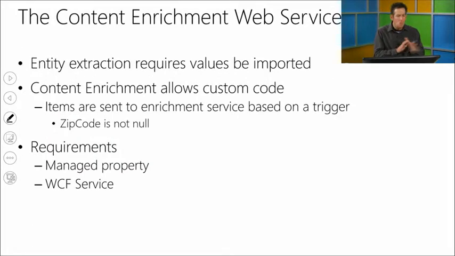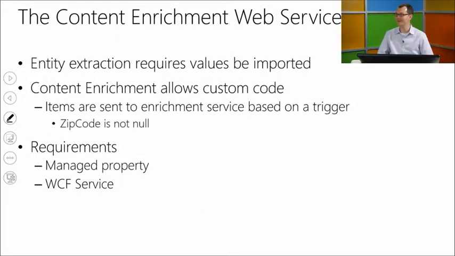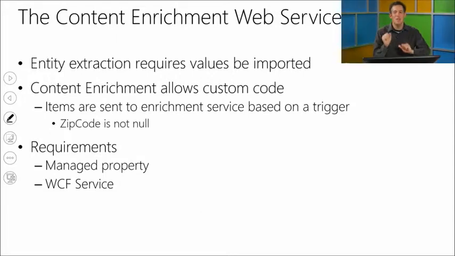Now, we've already introduced Content Enrichment Web Service. One of the things that we've already introduced is the ability to do entity extraction. Now, the problem with entity extraction is it requires that I go in and set up a text file. And I have to actually import all of that in. Well, let's imagine a scenario here where we've got zip codes, postal codes. We've got email addresses that are tagged on an item inside of a file share.